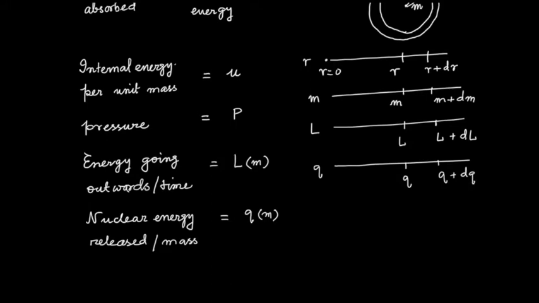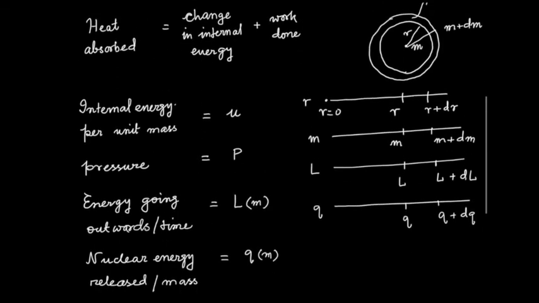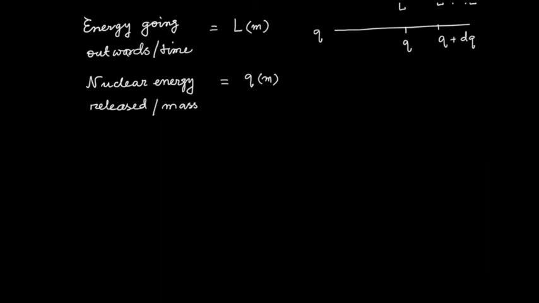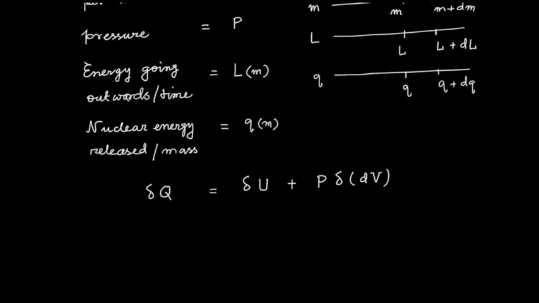Okay, so with these, let us try to write down the first law of thermodynamics, which I have written in word form here, now in proper form. So delta Q is delta U. This delta, remember, is the time derivative, plus P delta dV. Okay, so the work done is because of the change in the volume, so that's why I write P delta dV.